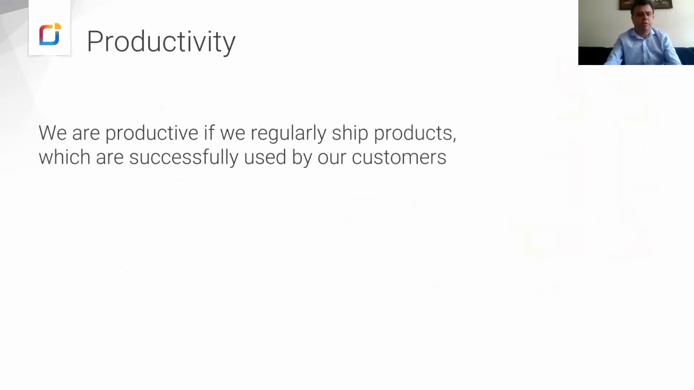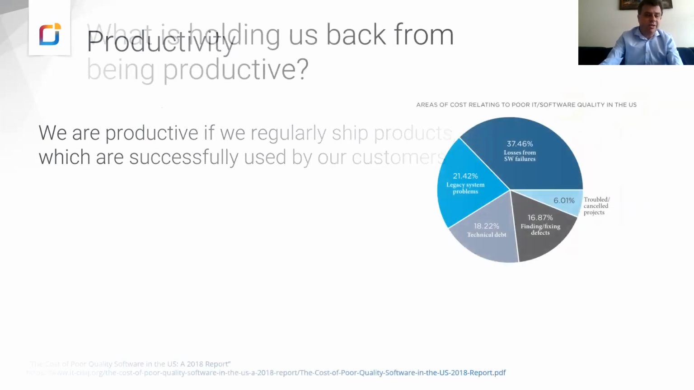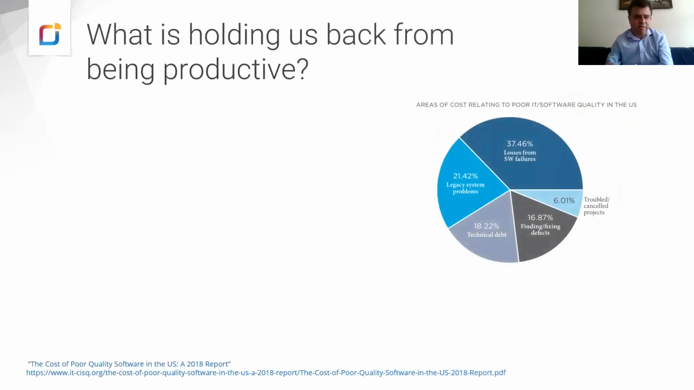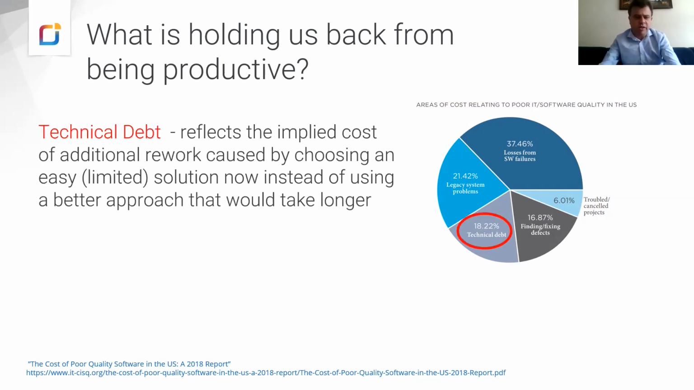So generally, the question is about productivity. We are productive if we regularly ship products, so shipping, deploying things live, and of course, we should do the right things so that they are successfully used by our customers. But the next question is, what is holding us back from being productive? I refer to one of the reports, the link is below, and you will see these slides in the end. So these are the things that may hold us back from being productive.